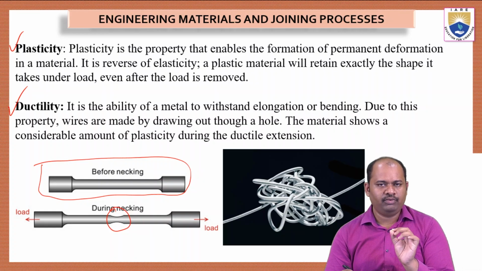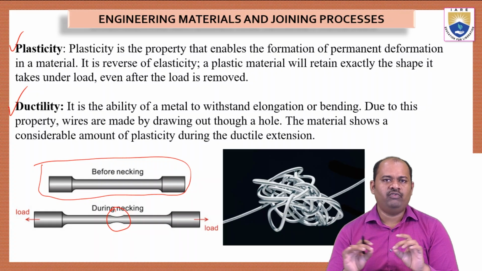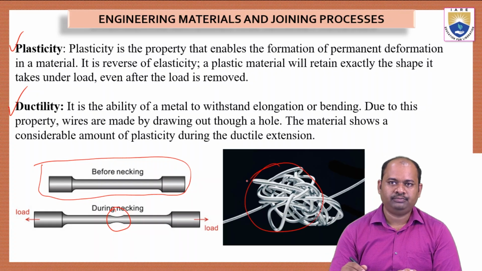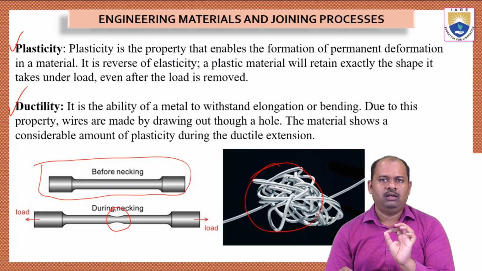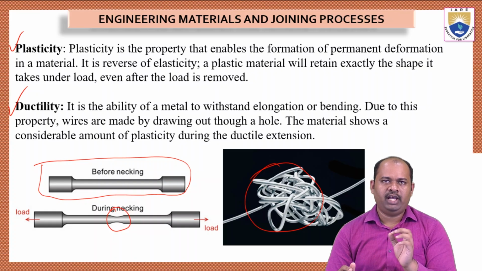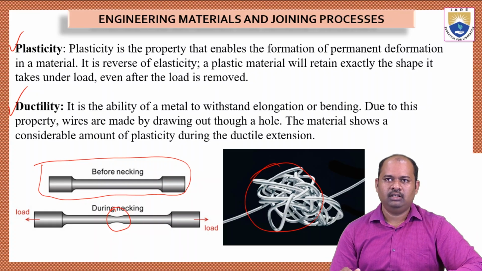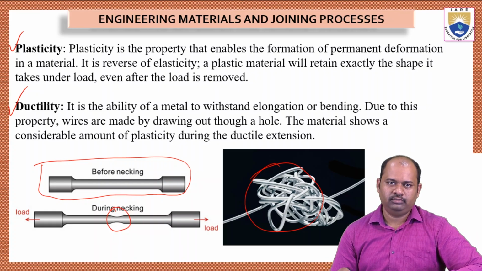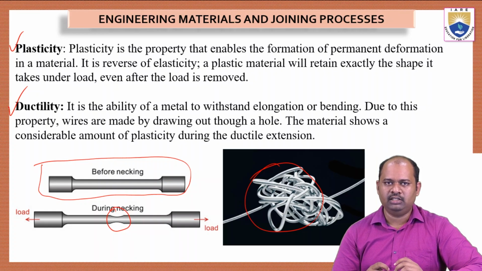Ductility is the property of a metal which helps it to be converted into thin wires. You can see in this picture, the metal has been converted into thin wires. Very small cross-sectional area wires can be manufactured. They can be prepared by using the metals which has the property of ductility. So the example for this ductility is copper. So copper can be converted into very thin wires which can be used in electrical wirings.